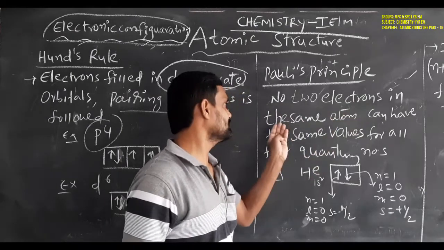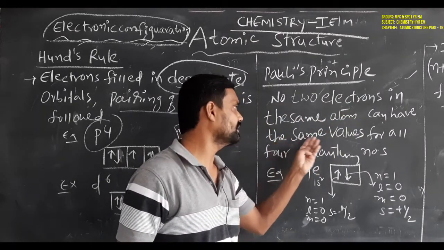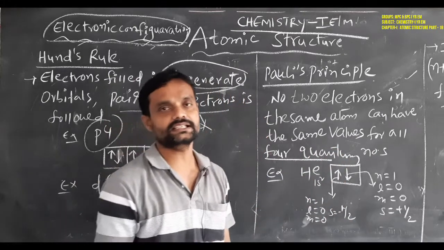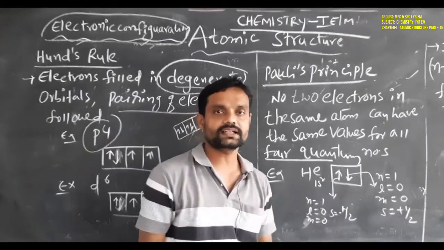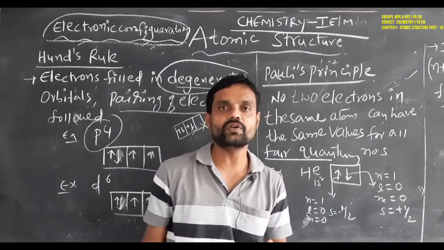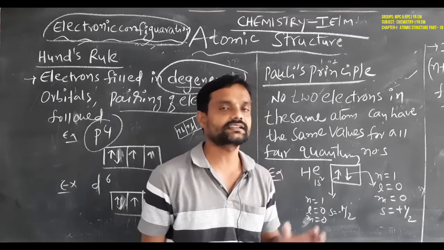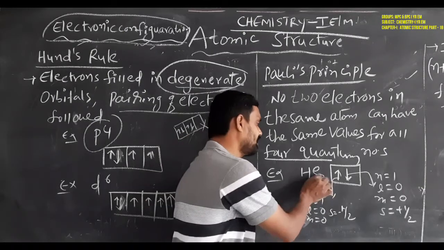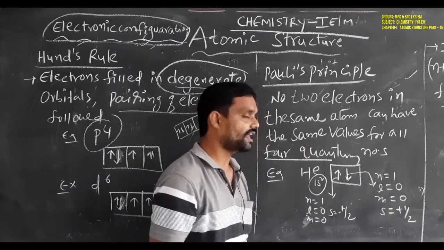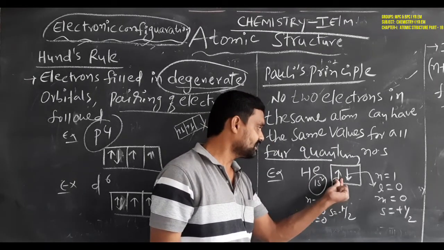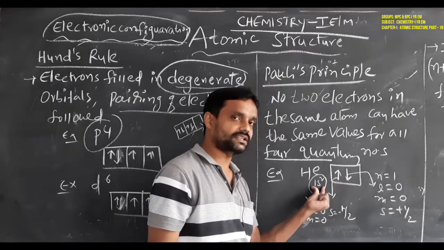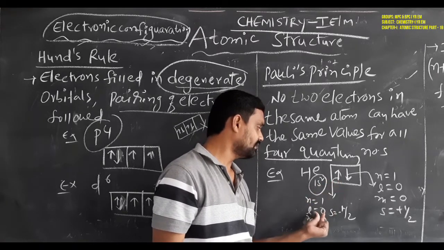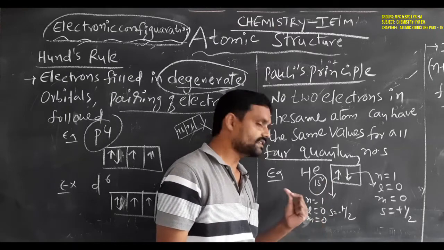No two electrons in the same atom can have the same values of all four quantum numbers. That means in any atom, two electrons do not have the same four quantum numbers. It is called Pauli's exclusion principle. For example, helium configuration is 1s2. This is the orbital representation. The first electron is present in the 1s orbital, so its n value is 1. It is present in the s orbital, so the l value is 0. When l is 0, m is also 0.